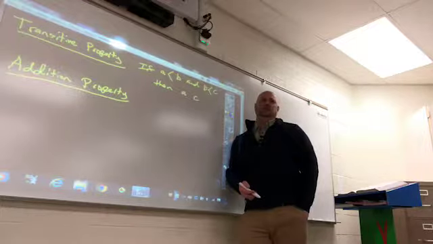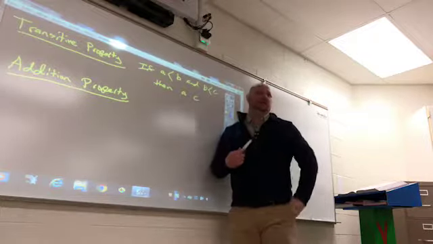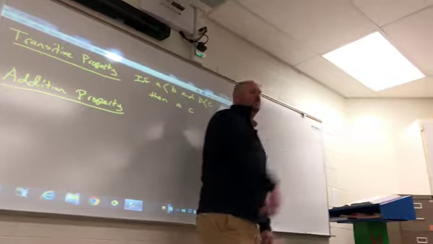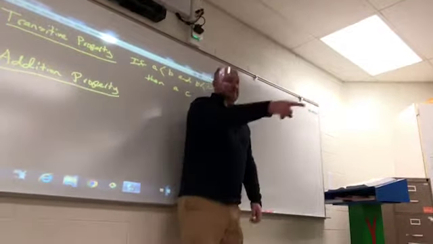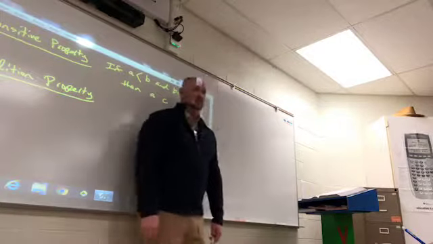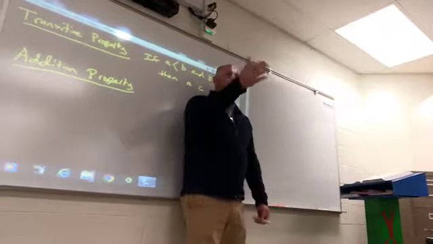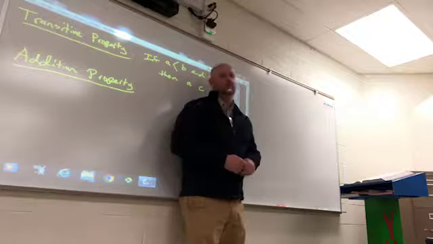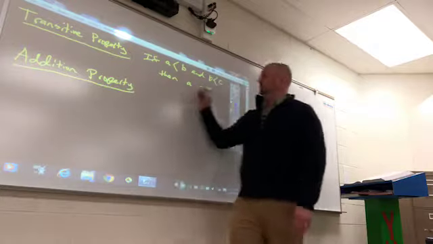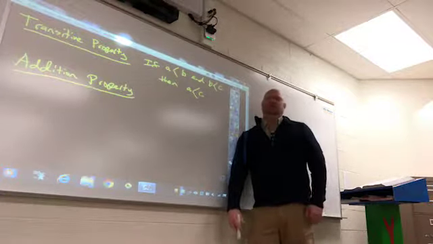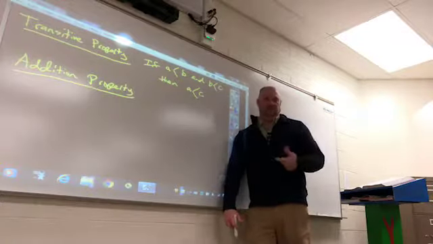Now, if I'm A, she's B, you're C. I have less apples than Emma does. Emma has less apples than you do. So what's the relationship between the number of apples I have and your apples? You have more apples than I do. So then C has to be bigger than A. Right? So that's called the transitive property of inequality.